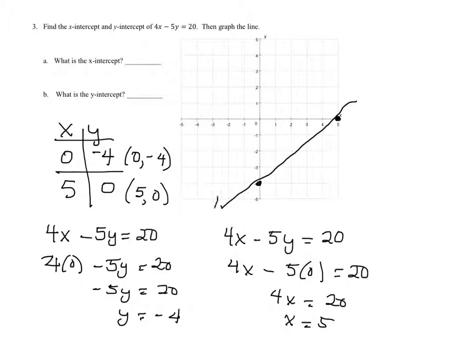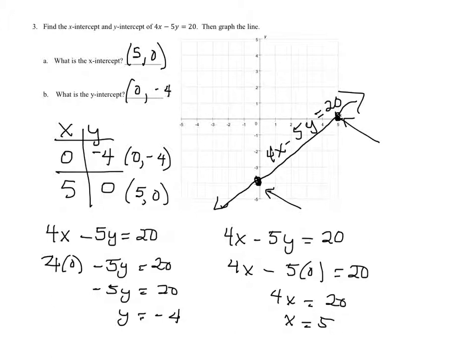Not very well, but I connect them, make the points a little bigger if I miss them. And there it is. That is the graph of the line 4x minus 5y is equal to 20. So now I just have to identify the x-intercept. That's where it crosses the x-axis, which is 5, comma 0. And the y-intercept is 0, comma, negative 4. I just read it right off the graph. Here's the x-intercept.